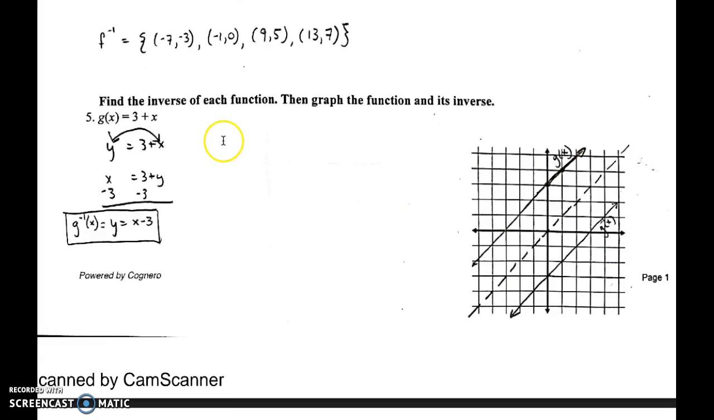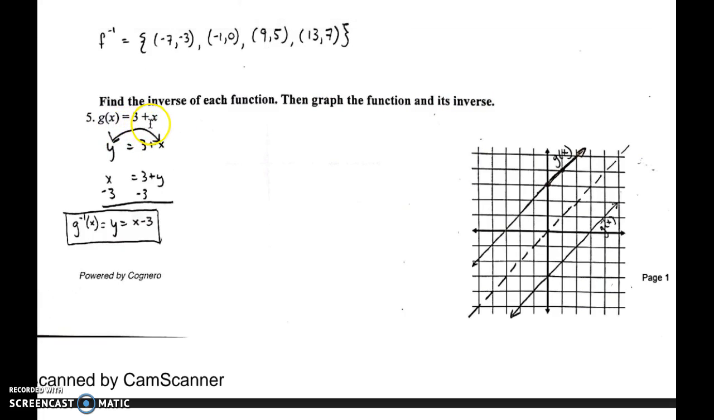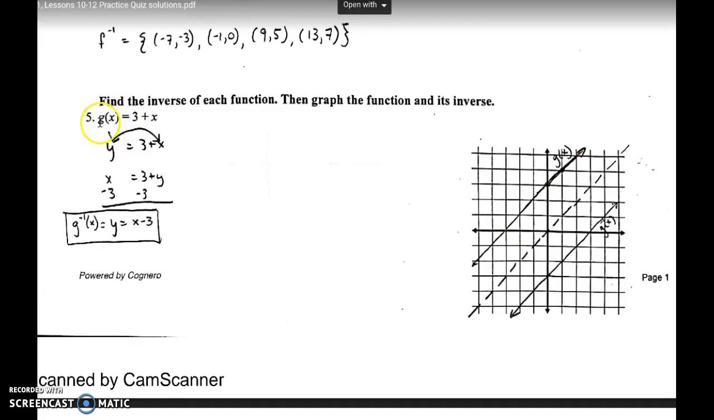Question 5, find the inverse of the function, then graph the function and its inverse. So our function is g of x equals 3 plus x. In order to do the inverse, you're going to flip your x and your y. So I'm changing the g of x into just being y. So then I flipped them and I got x equals 3 plus y. To solve for y now, I want to subtract 3 from each side, so I get x minus 3. And instead of y, I'm going to say g inverse of x. So this is my inverse function.